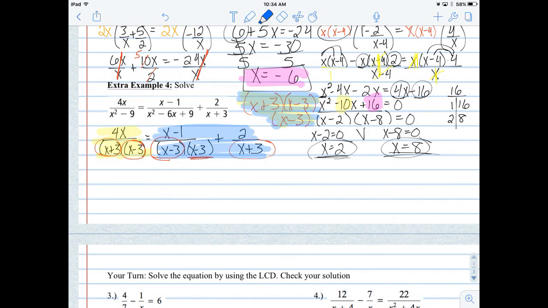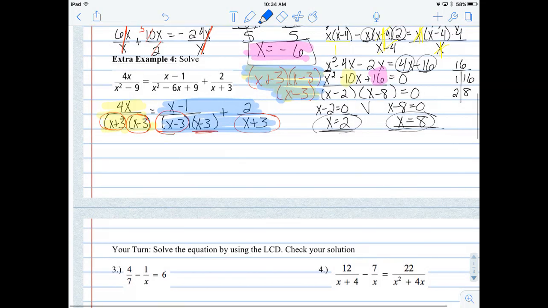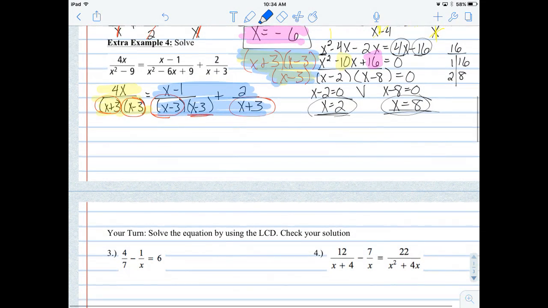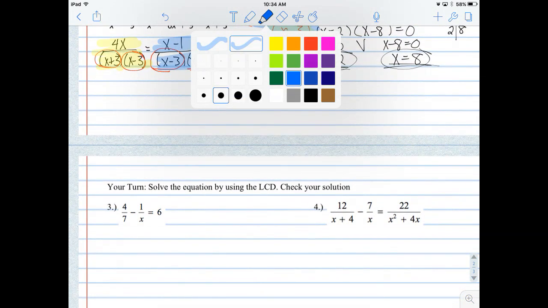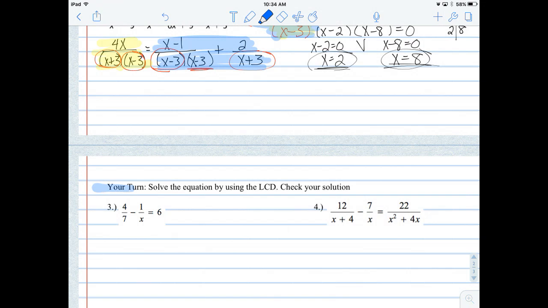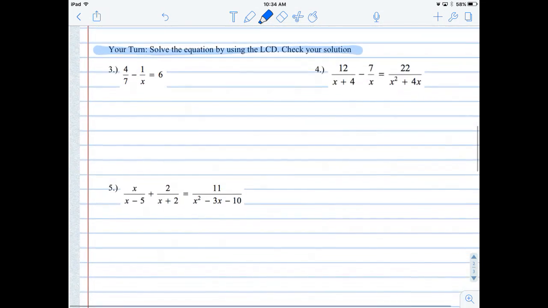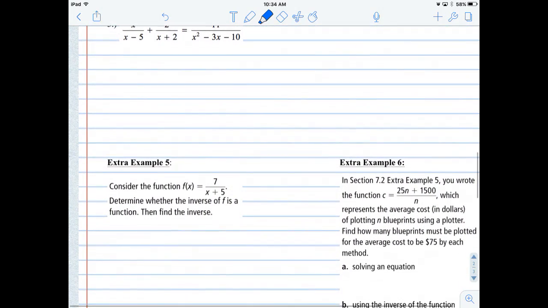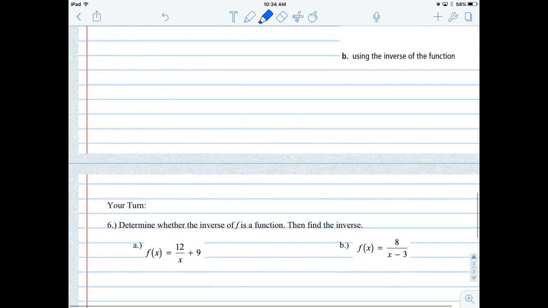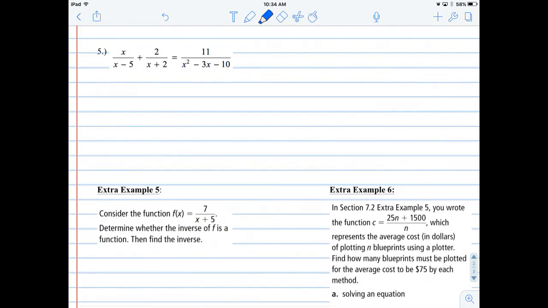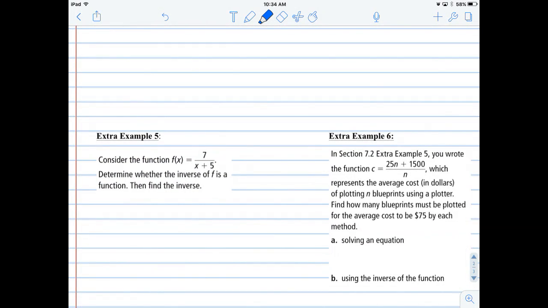All right, so what I want you to do is finish that extra example 4, and then do these your turn problems, 3, 4, and 5, and then in a separate short video, I will deal with extra example 5 and 6.